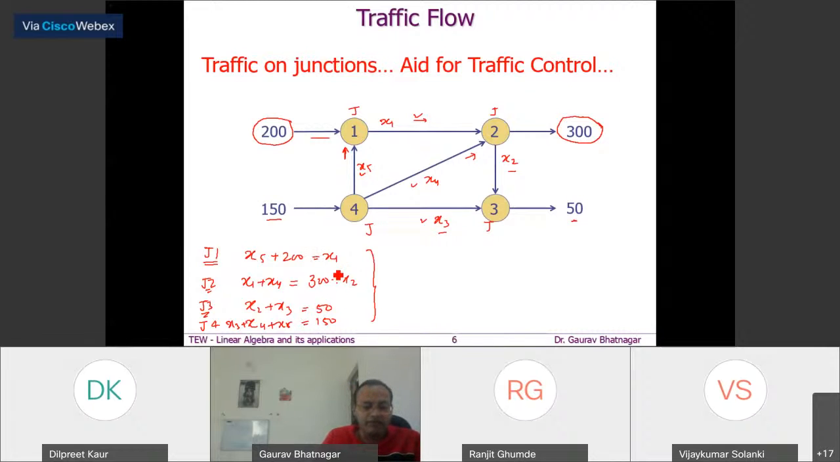You can immediately solve that, and if you solve that, you are going to get the flows at junction 1, junction 2, junction 3, and junction 4. I am not going to solve this particular system of equations, which you can solve easily. After solving this, you are going to get the flows x1, x2, x3, x4, and x5. So even regulating the traffic lights is a pure application of linear algebra, where the concept of systems of equations will play a remarkable role. Using this inflow and outflow, people will regulate different timings at the different junctions. So this is a very simple application of linear algebra in traffic flow.